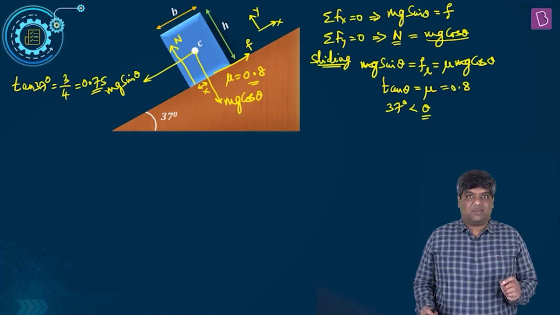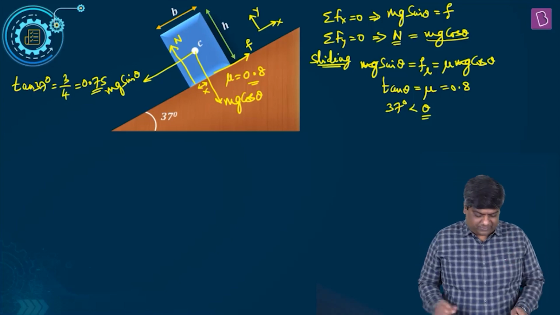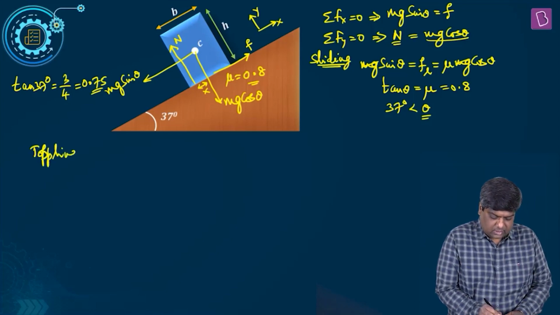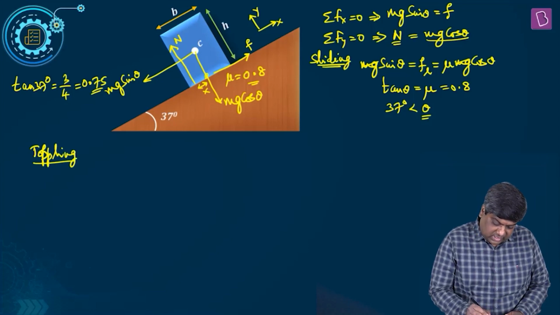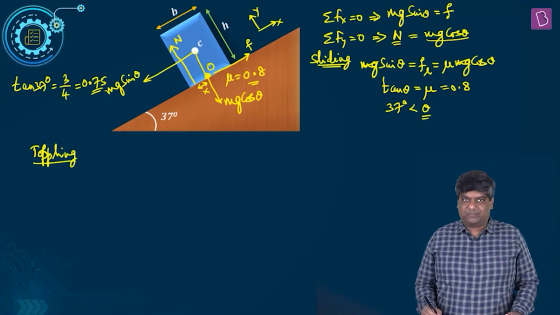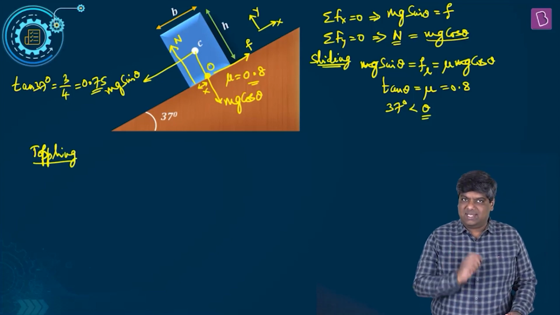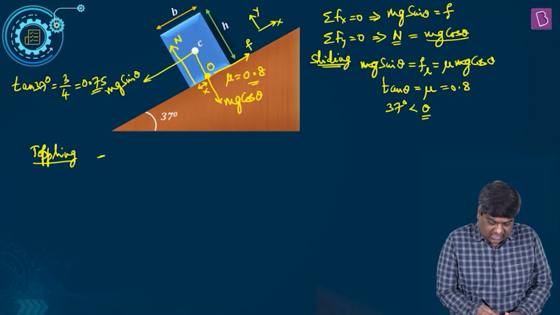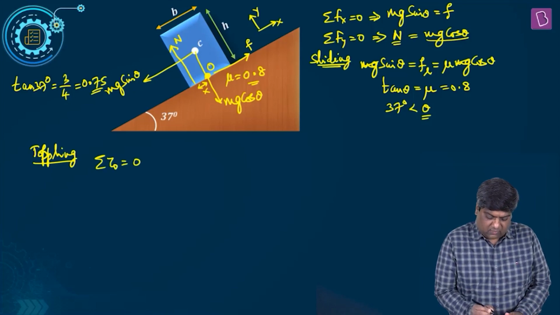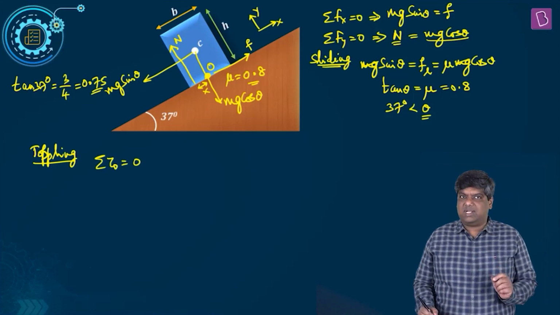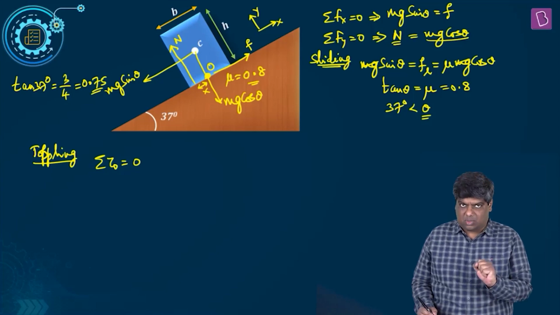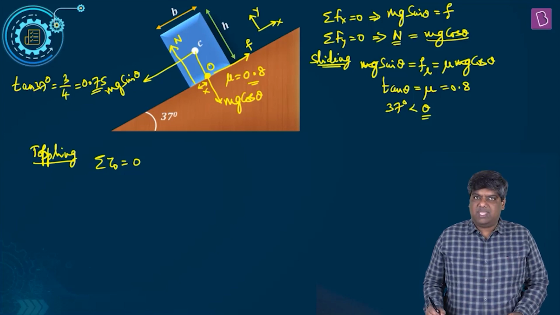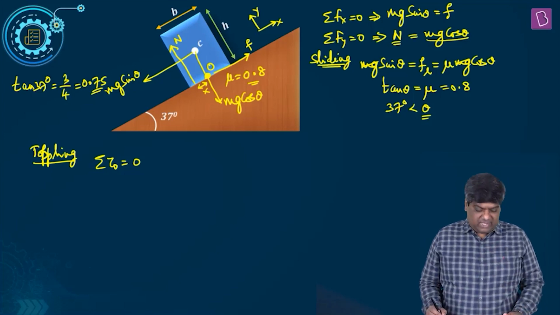Now let's check for toppling. Now as far as toppling is concerned, I'm going to consider this point O here, and since it is still in equilibrium, as long as it's just about to topple, I will say torque about O must be equal to 0, because we are assuming that even if it is toppling, it is just about to topple. So let us see that. So torque about O must be equal to 0. The net torque about O must be equal to 0.